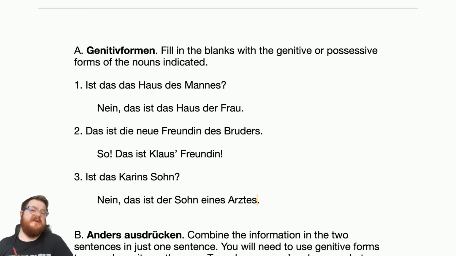And again, this one needs an ES. And the reason for that is if you think about it, that sound at the end, Arzt, it's quite difficult to stick an S onto. Arzt. Yeah, you need the little E to bridge that sound.